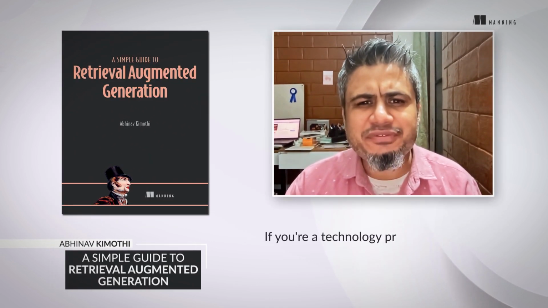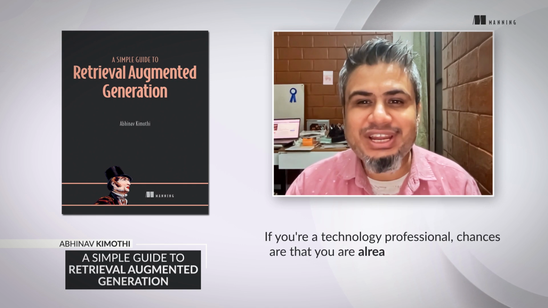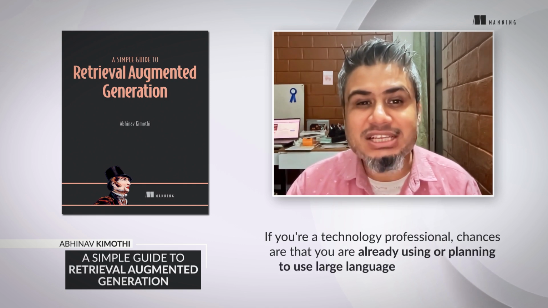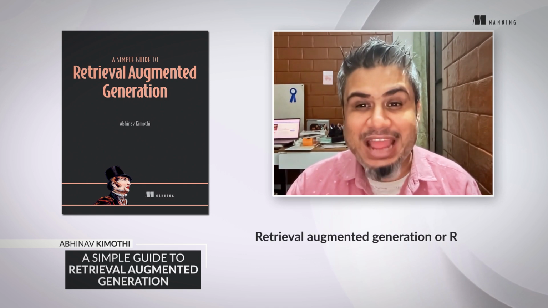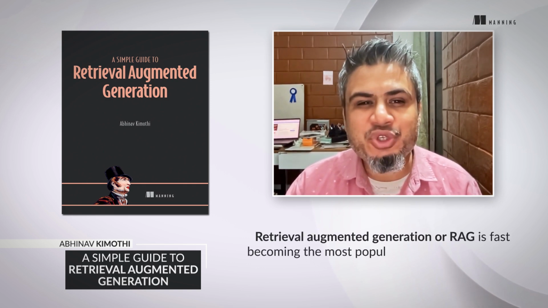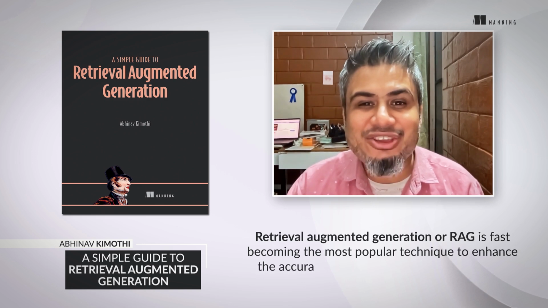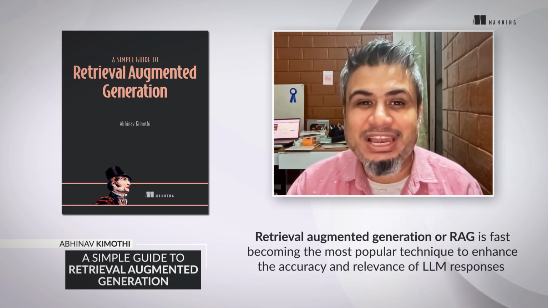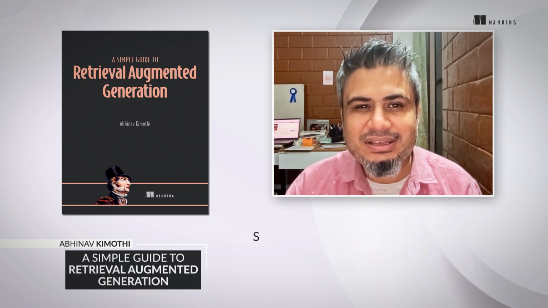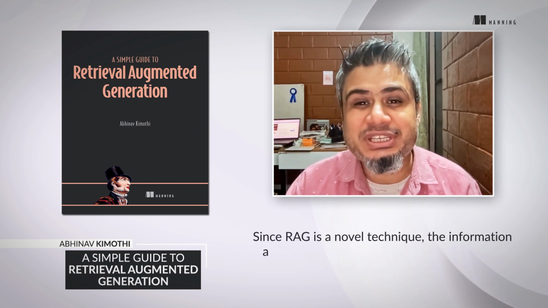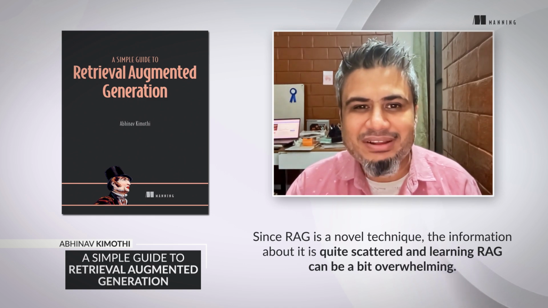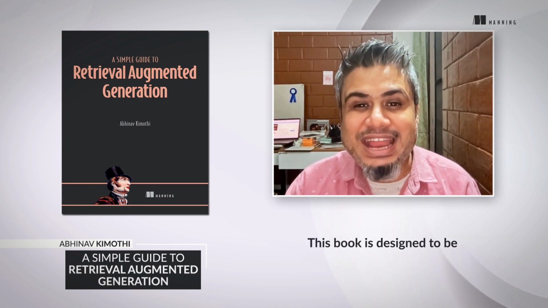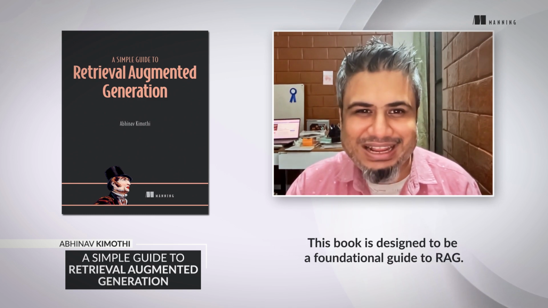If you're a technology professional, chances are that you are already using or planning to use large language models at work. Retrieval augmented generation, or RAG, is fast becoming the most popular technique to enhance the accuracy and relevance of LLM responses. Since RAG is a novel technique, the information about it is quite scattered, and learning RAG can be a bit overwhelming. This book is designed to be a foundational guide to RAG.